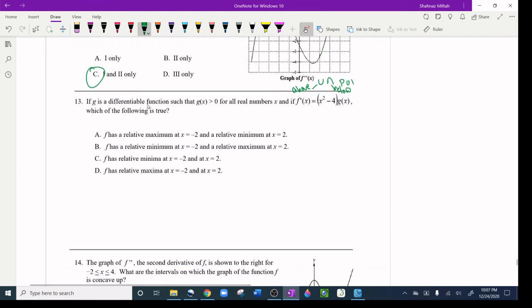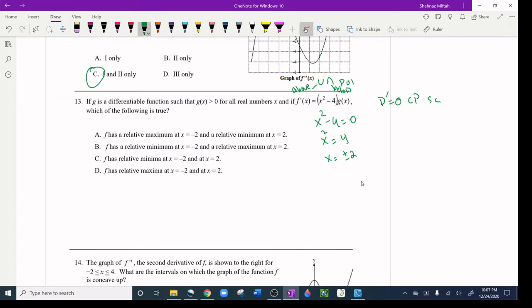Question number 13. If g is a differentiable function such that g of x is greater than 0 for all real numbers x, and f prime is given, which of the following is true? Relative maximum and minimum means I have to take a derivative, make it equal 0, find critical points, and make a sign chart. This is already a derivative, so I make it equal 0. x squared minus 4 equals 0 gives x squared equal 4 and x equal positive negative 2.